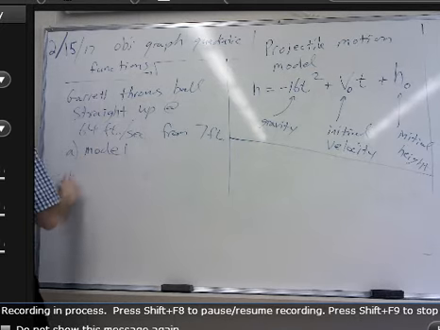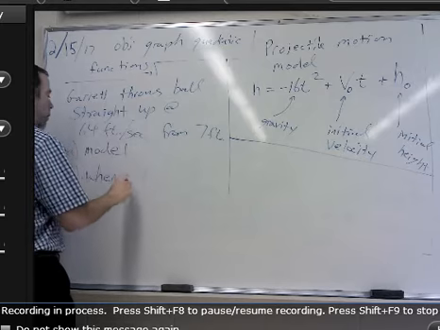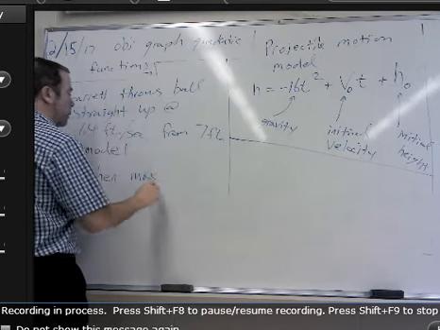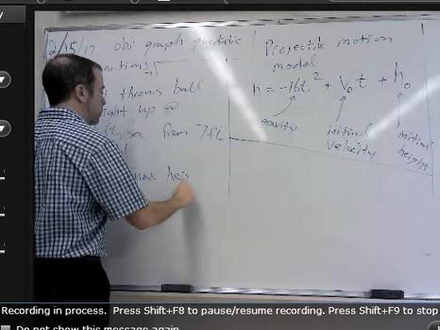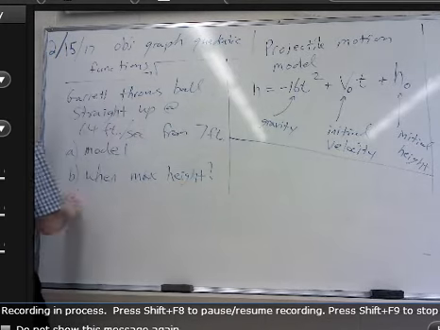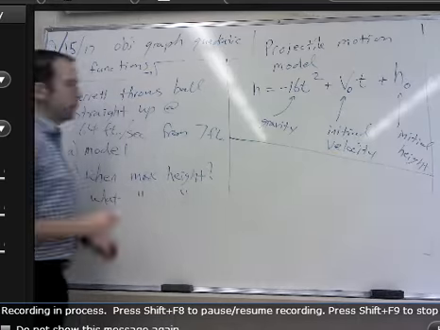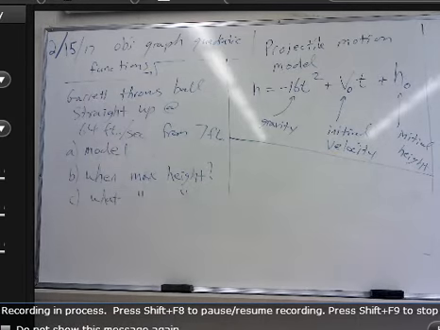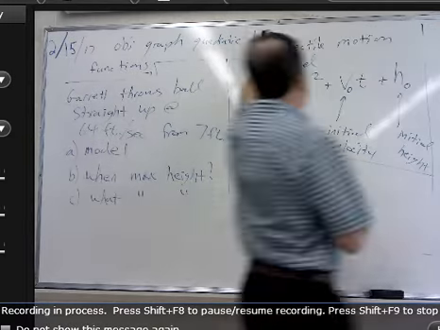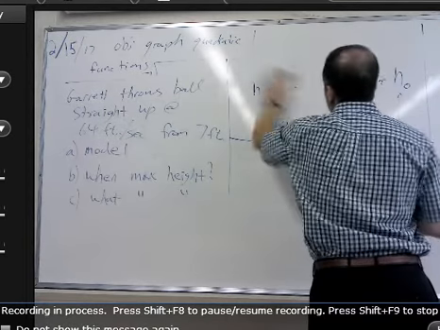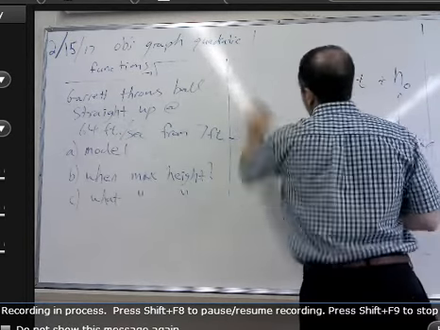Okay, so first I want you to write the model for this. Part B: when is the max height? Part C: what is the max height? Everyone's good? Okay. So, I'm just going to draw a little small diagram for this, and that will help us to figure out a whole lot of stuff.